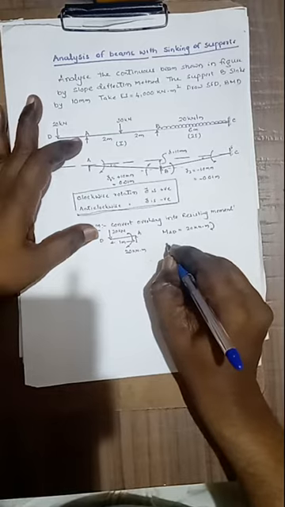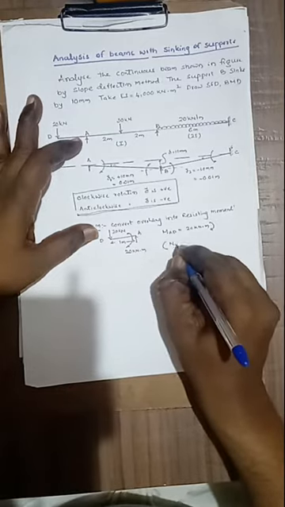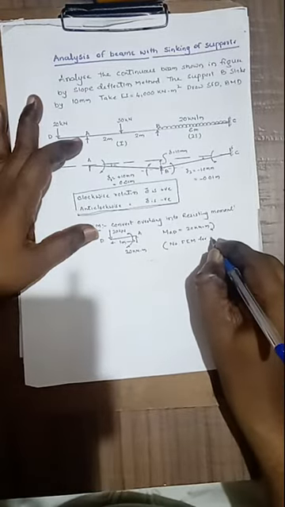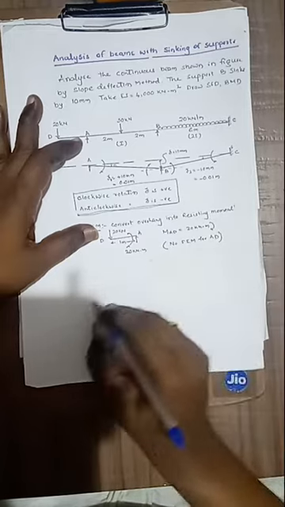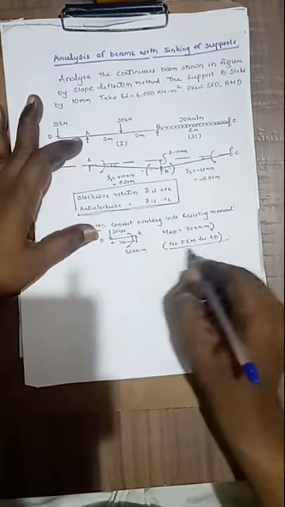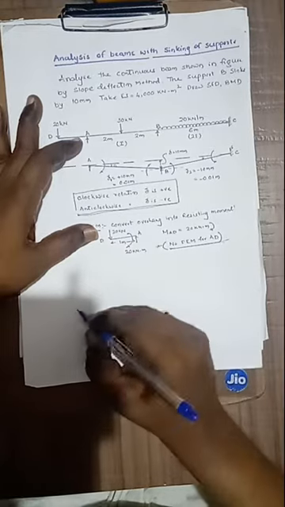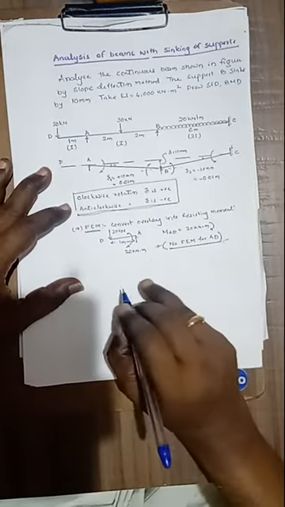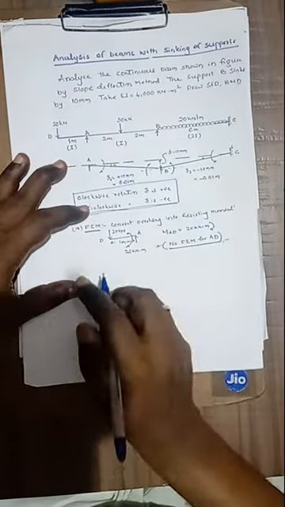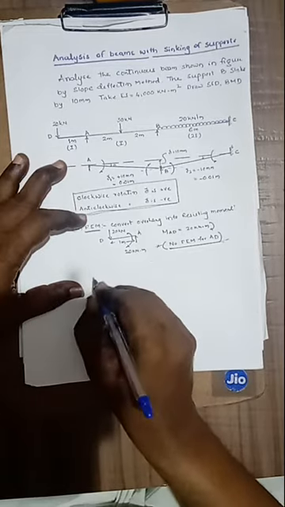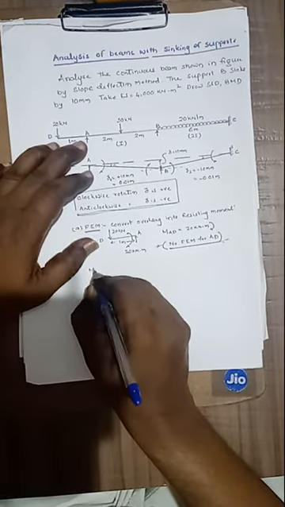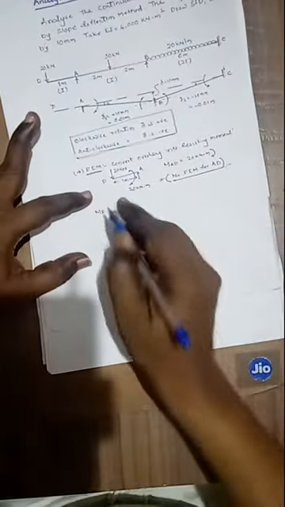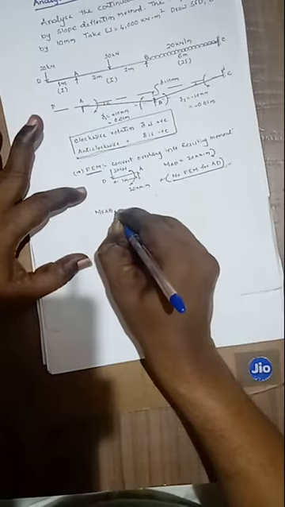Here you can write no fixed end moment, no FEM for AD. We have to remember, there is no fixed end moment for the overhanged portion. Don't write any slope deflection equation for the overhanged portion. Then MFAB, come to the second span. Here the first span is over, so now we can write the fixed end moment for MFAB.